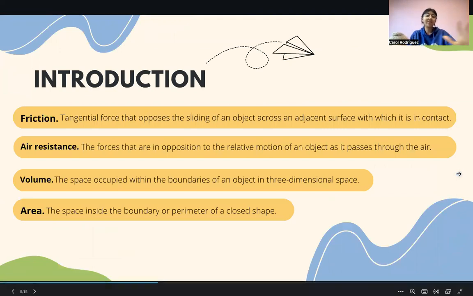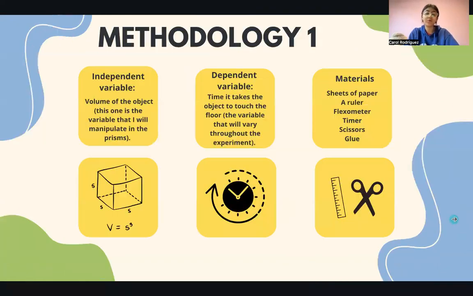For the introduction, I decided to put these definitions. Friction is a tangential force that opposes the sliding of an object. Air resistance is the force that opposes the relative motion of an object as it passes through the air. The volume is the space occupied within the boundaries of an object in three-dimensional space. And finally, the area is the space inside the boundary or perimeter of a closed shape.